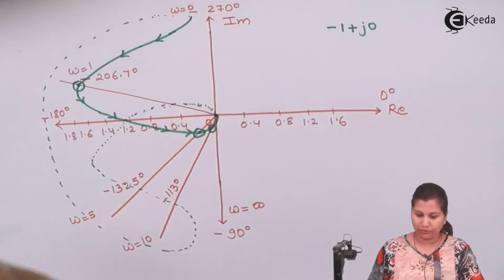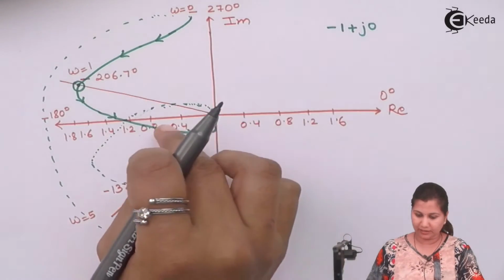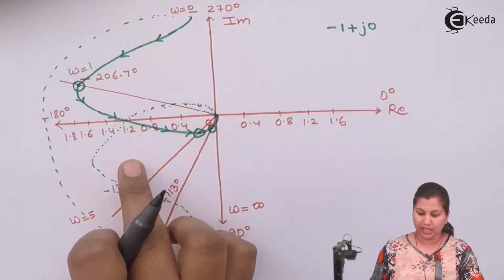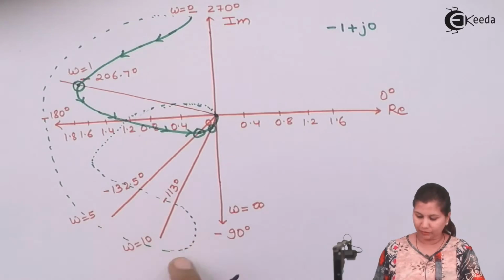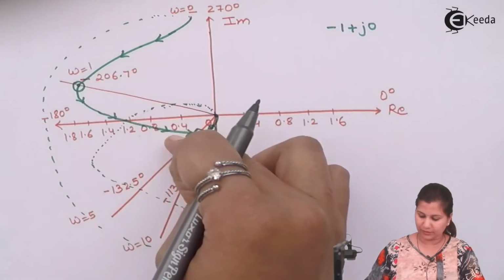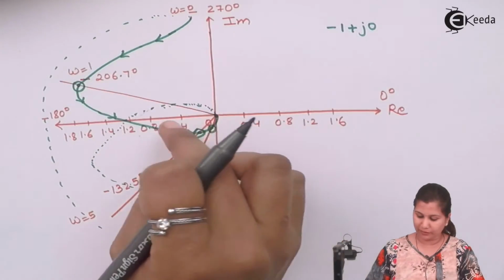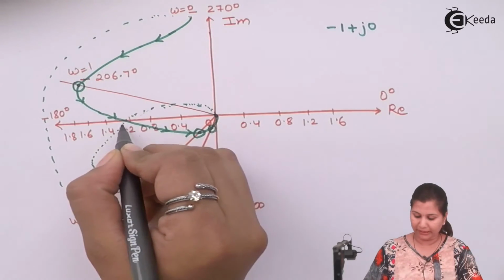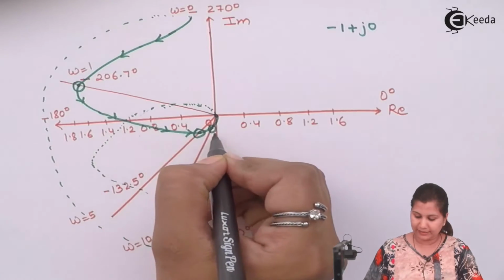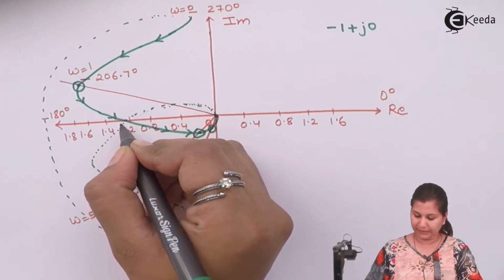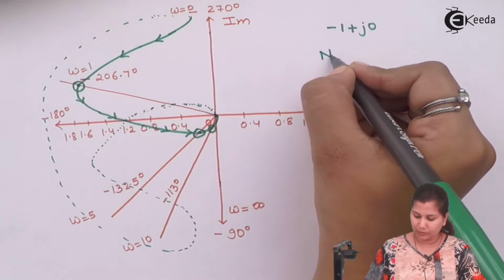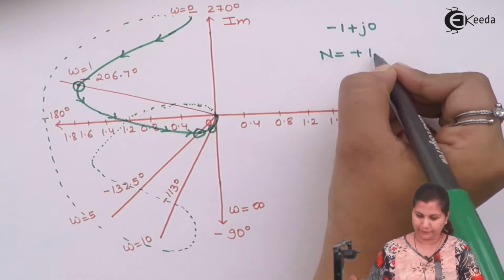If we can see here, this is encircling one time. The encirclement is in the anti-clockwise direction. It is going here, and -1 will be somewhere between 0.8 and 1.2, and it is encircling it. One encirclement is there. So the encirclements, that is N equals +1.